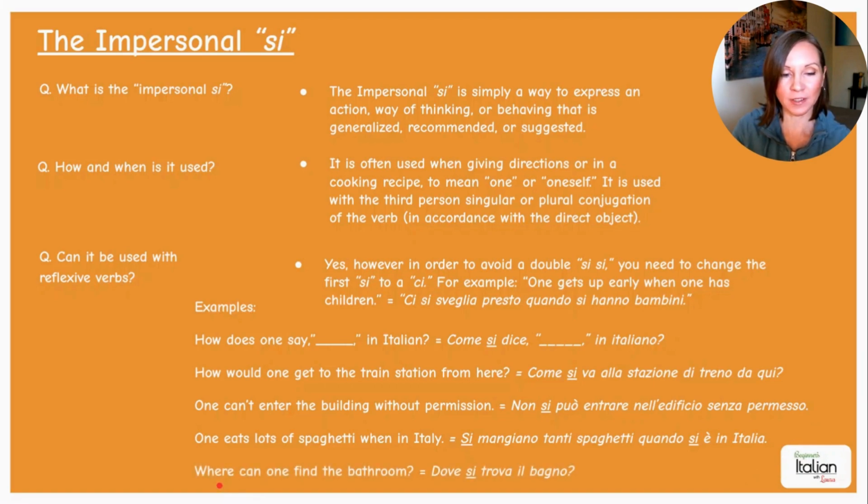We have one more example. Where can one find the bathroom? Dove si trova il bagno? A very important question when traveling. Again, we have a singular verb here. Dove si trova il bagno? Because il bagno is the direct object and it is singular. So dove si trova il bagno?